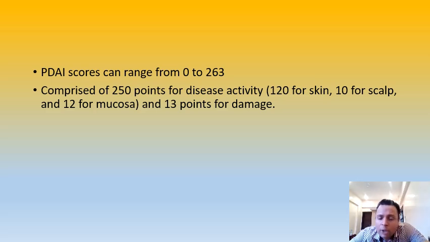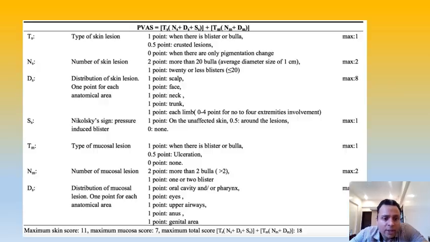We have just seen, no? So 120, 120, and 10, and 13 points for the damage. 12 was for the skin, and for mucosa we are not checking the damage, and 1 was for the scalp. So 1 for the scalp and 12 for the skin, so 13. 120 for the skin, 120 for the mucosa, so 240, 263, 0 to 263. Okay, this is the PDI score. This is PVS scoring. I am telling you, these are very important.